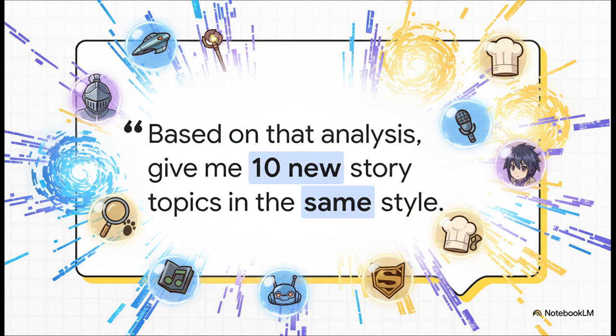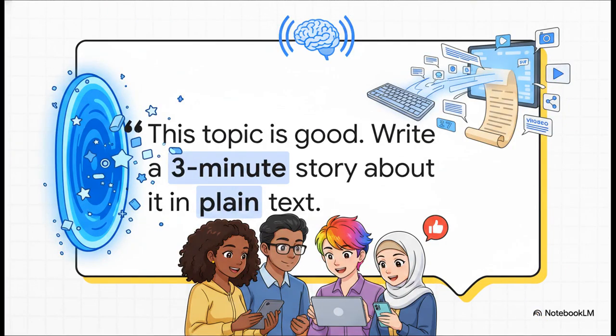You just tell it, okay, based on that, give me 10 new ideas. And just like that, you've gone from analyzing someone else's work to generating your own unique ideas in one simple step. And the final piece of the puzzle for the script, you just pick your favorite idea from the list, tell Gemini you like it, and ask it to write the whole story. Boom, you now have a complete video script ready to go.